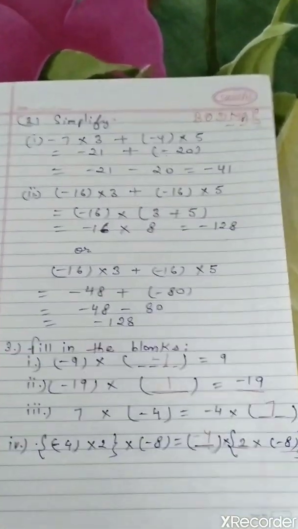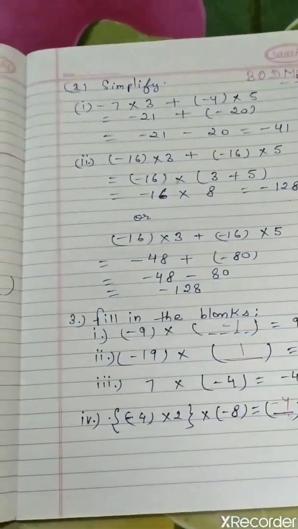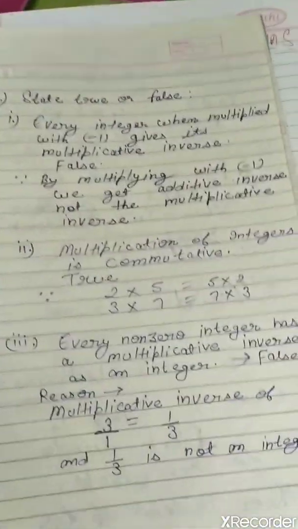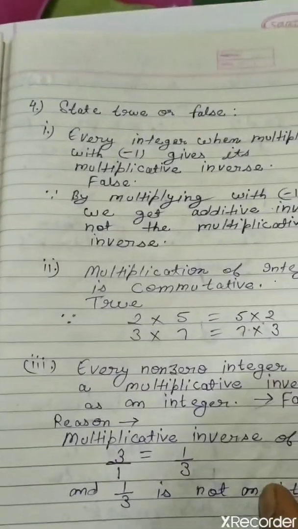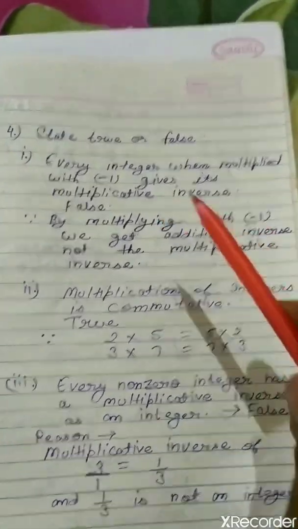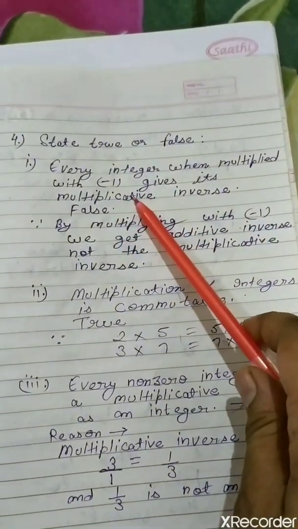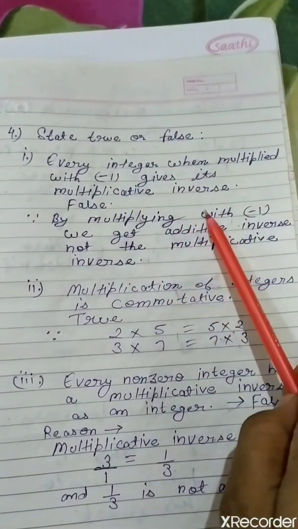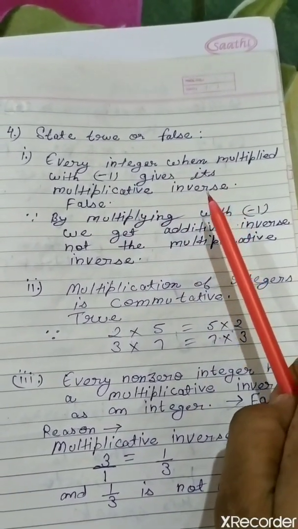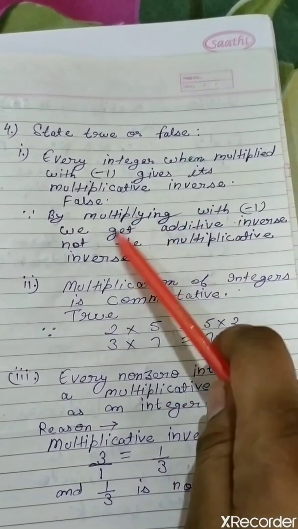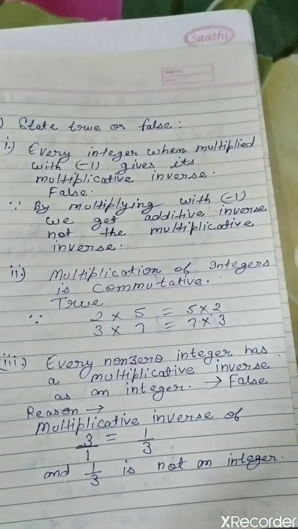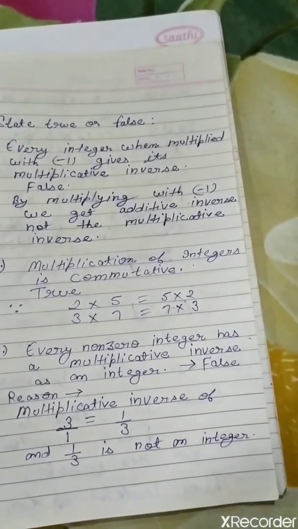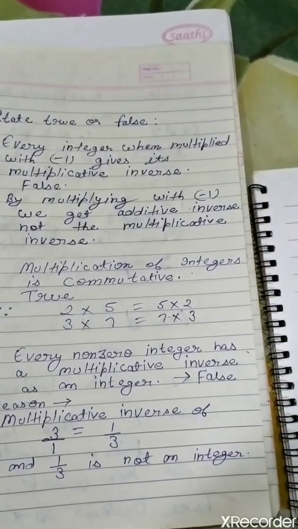Next we will see some true false questions. You see that some true false questions are given here. State true or false in these questions. Every integer when multiplied with minus 1 gives its multiplicative inverse. That is false only, because by multiplying with minus 1 you get the additive inverse, not the multiplicative inverse.